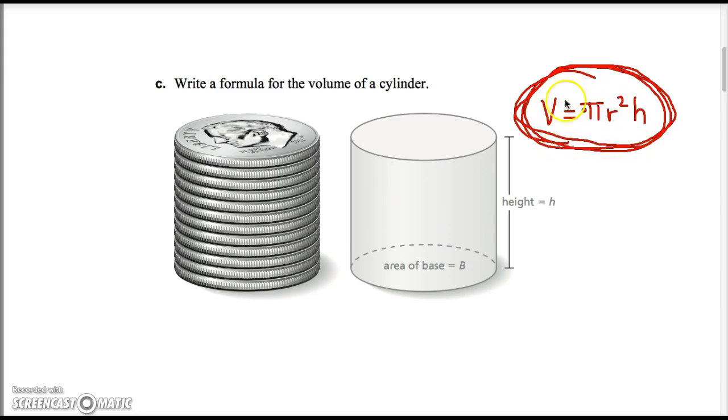Okay, and you will need to have that memorized, because when it comes time to the test and on the map test, that will not be given to you, so you will need to have that memorized. Volume equals pi times the radius squared times the height.